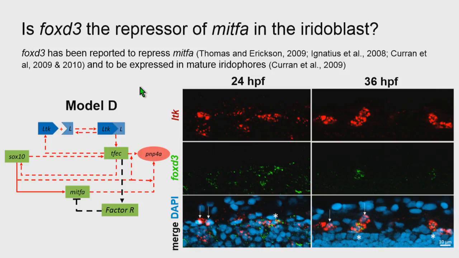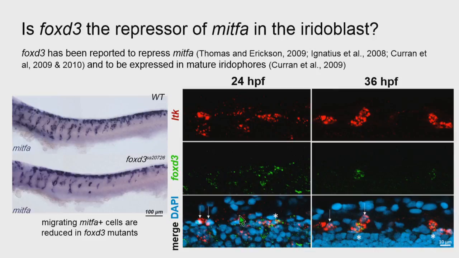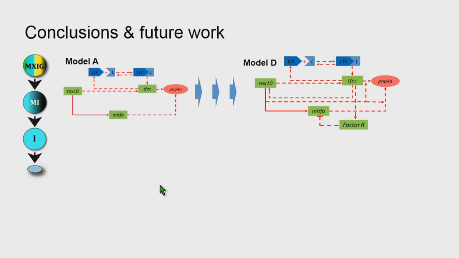And trying to look for factor R, we first tested FOXD3, being a very good candidate based on the currently published literature, but we find that this is not actually a good candidate for our network because only 50% of LTK-positive cells actually express FOXD3, and not the 100% that we're expecting to see. And moreover, MITFA-positive cells are reduced in FOXD3 mutants, which also does not coincide with FOXD3 repressing MITFA. And to conclude, using an integration of mathematical modeling and experimentation, we developed Model A for the iridophore lineage towards a more sophisticated Model D.